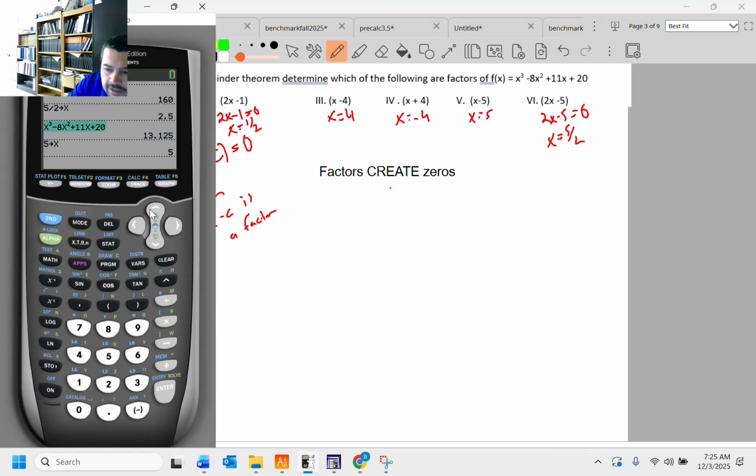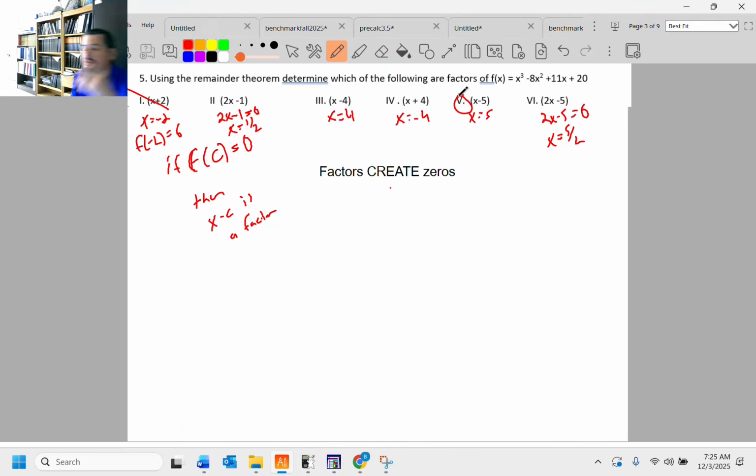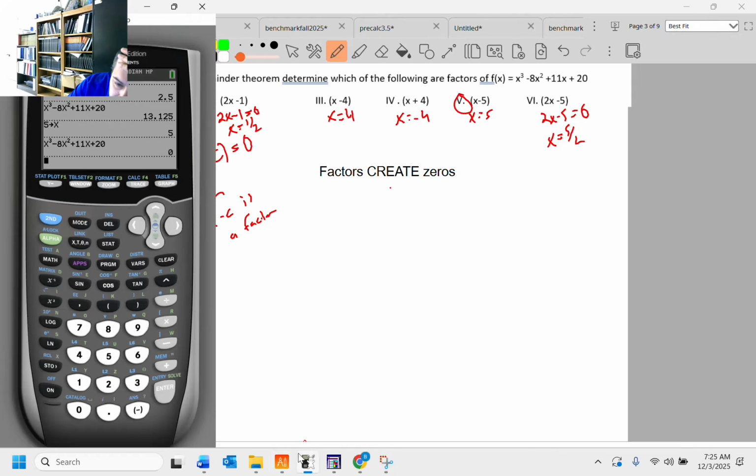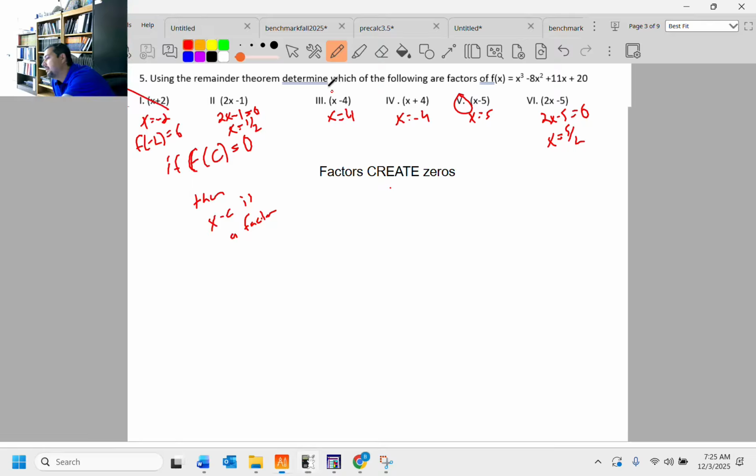Okay, let's try that 5. There we go. That's one of them. Let's try that negative 4. Still a big fat no. Let's try that positive 4. There we go. There's another one.